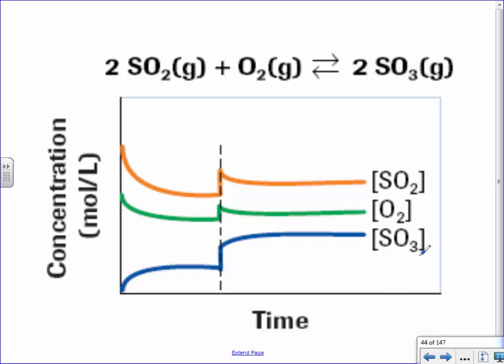So I got an example here. Let's say we've got SO2 turning into SO3. Which side has more molecules? This side. Because in the net total, there's actually 3 molecules on this side to 2 molecules on this side.